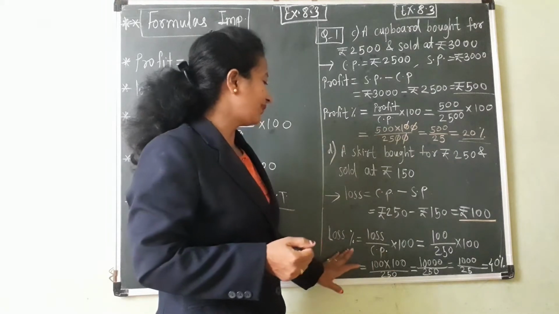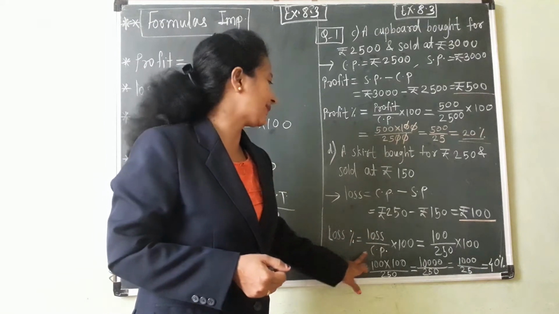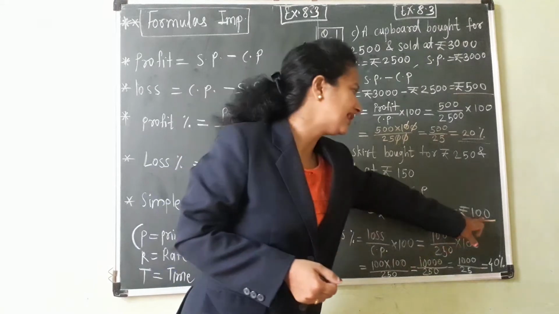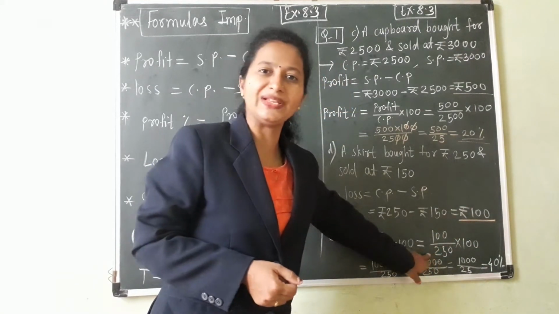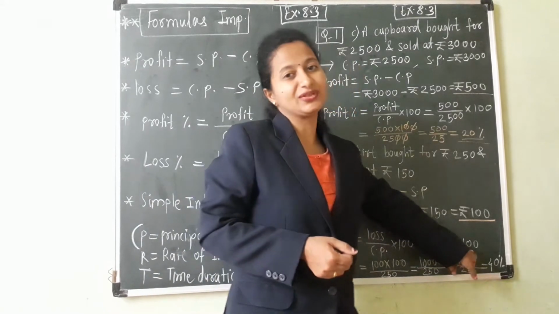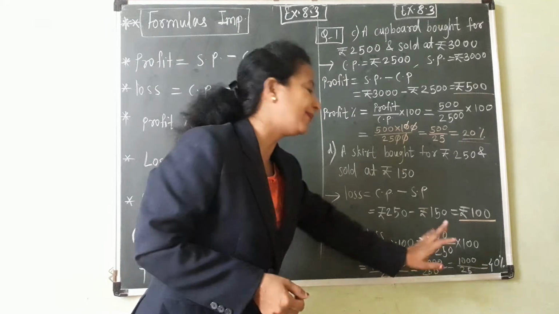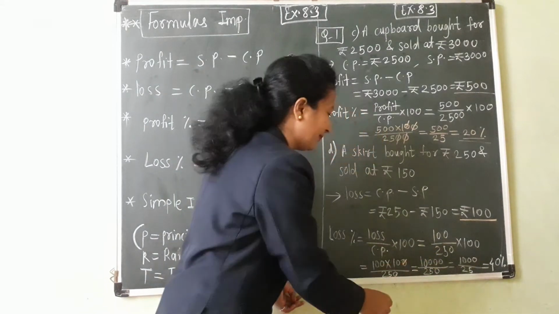So what is the formula here? Loss percentage is equal to loss upon cost price multiplied by 100. The loss is 100 rupees, so you have to write this amount here. The cost price is 250 rupees. So this 100 multiplied by 100 upon 250, you can cut zeros. So what is remaining here?